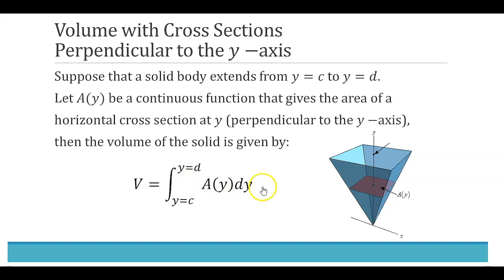So notice the only difference here is that the volume formula is in terms of y, and that's because our cross-sections are perpendicular to the y-axis. So our limits of integration are y values, so y would extend from y equals c to y equals d, and our cross-section would have to be written as a function of the variable y.